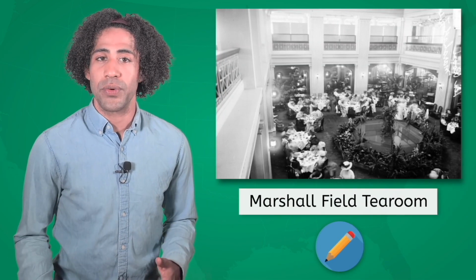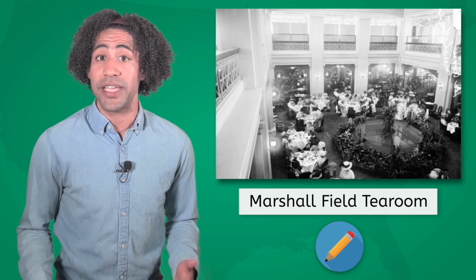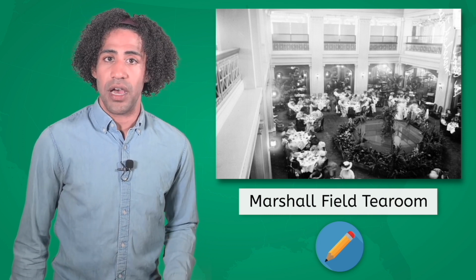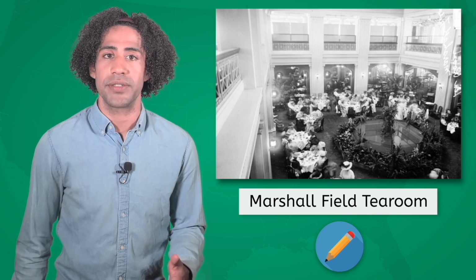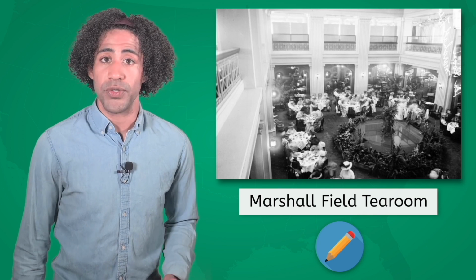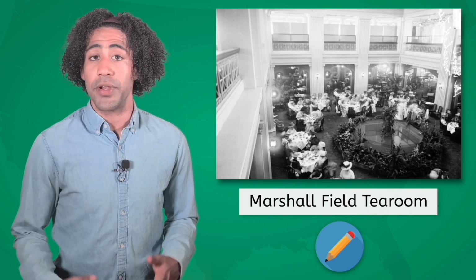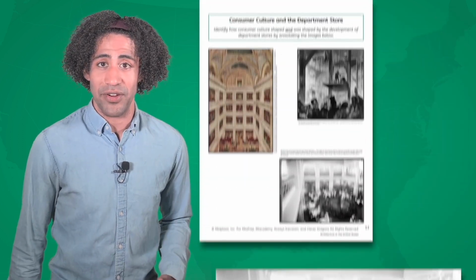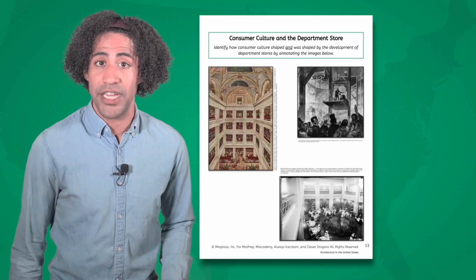But department stores were not just designed to be places to purchase goods. They also became destinations, offering amenities like restaurants and the Marshall Field Tea Room. Consequently, department stores were not just places to shop, but also places to see and be seen. If necessary, pause here to complete your annotations for this section.